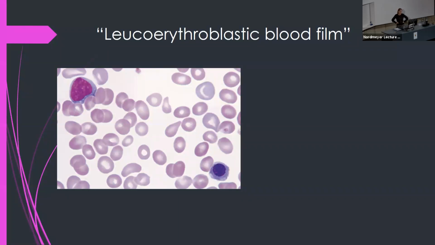One of which is myelofibrosis. It could be cancer, or it could be just severe hemolysis. Severe bleeding can give you leukoerythroblastic changes.